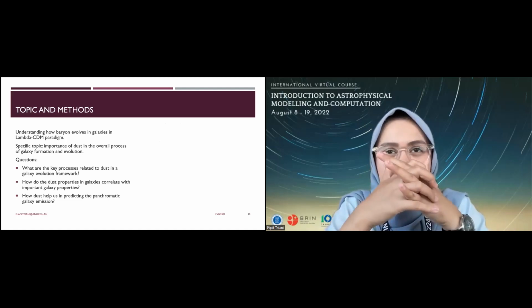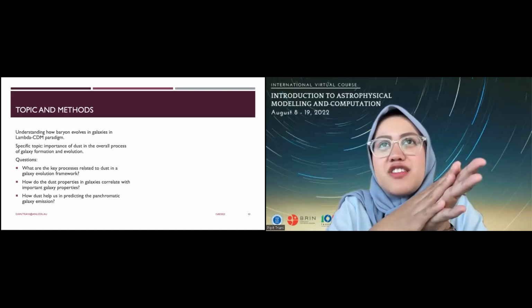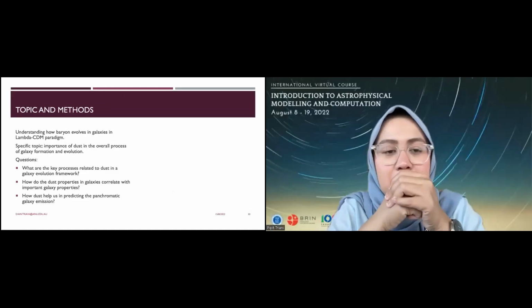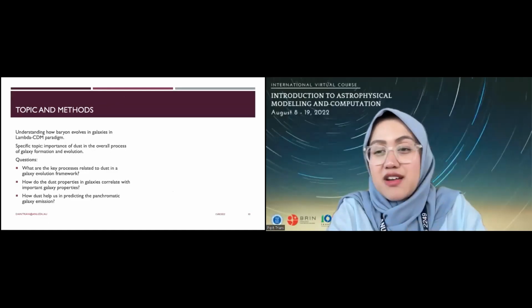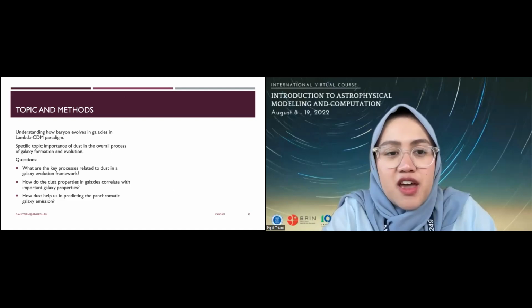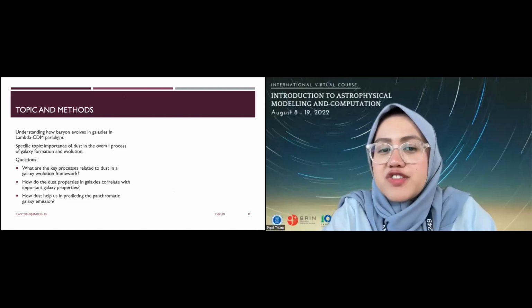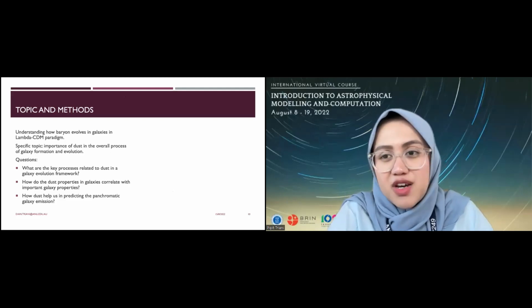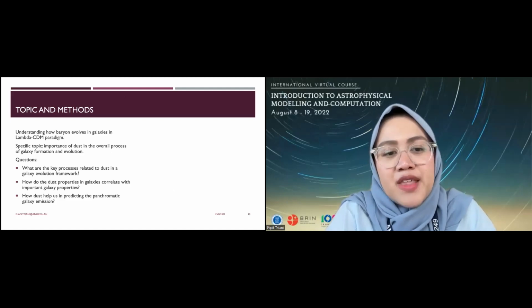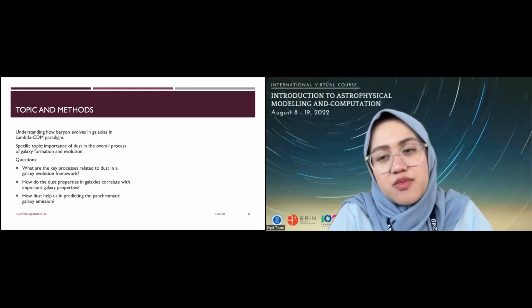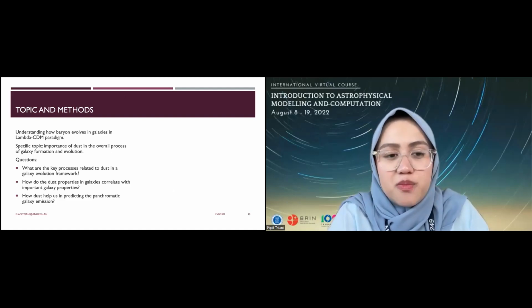In this second part of the talk, I will focus on my research on implementing the dust process in a semi-analytic model called dust-DSH. I want to understand how baryons evolve in galaxies under the lambda CDM paradigm, and what the importance of dust is in the overall process of galaxy formation and evolution that we have talked about before.